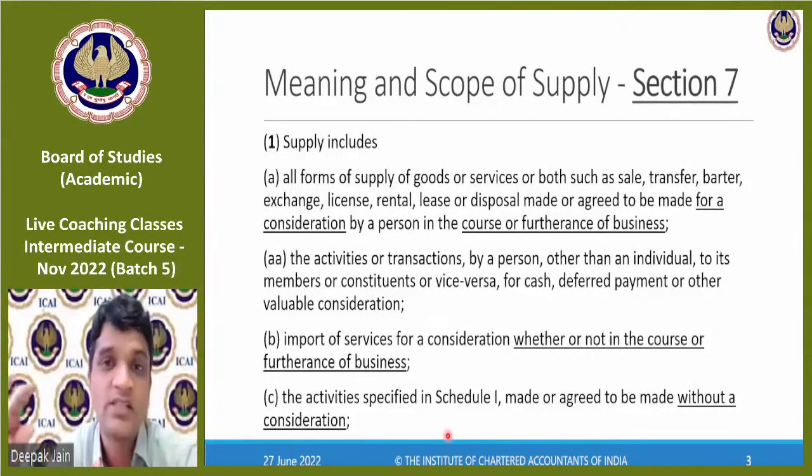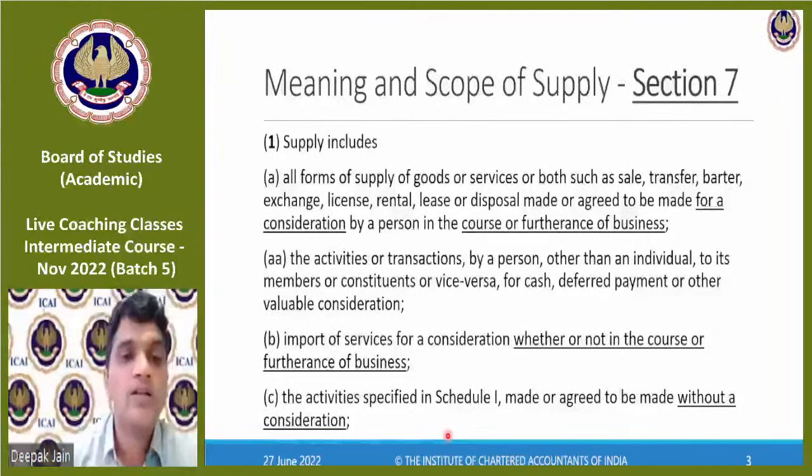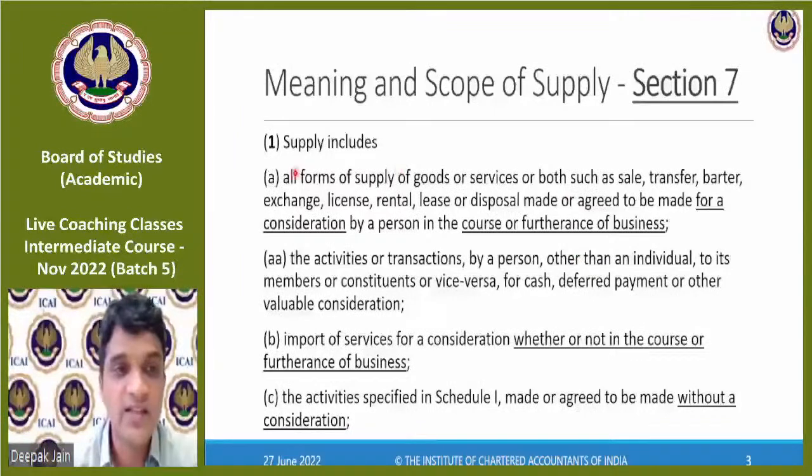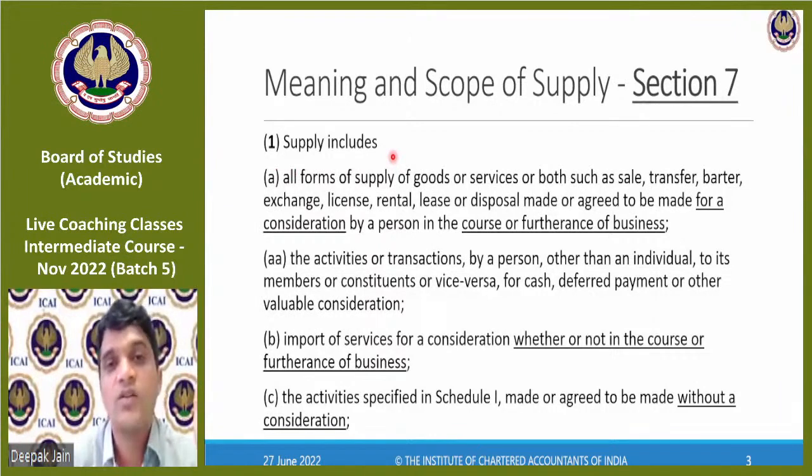That's the reason a separate section is being assigned to define what is supply. Supply includes section 7. This is the verbatim text of the section itself. Section 7 says supply includes. Firstly, it's an inclusive definition. So you have to understand what is an exhaustive definition and an inclusive definition.